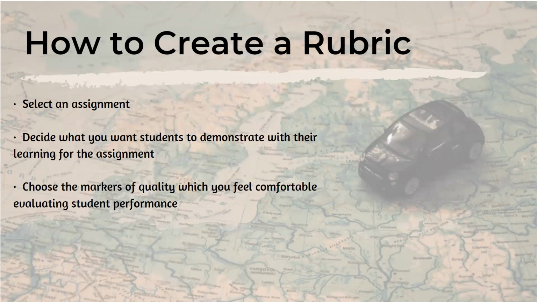And then choose the markers of quality which you feel comfortable evaluating student performance. For example, some of those markers could be exceeds expectations, meets expectations, satisfactory, does not meet expectations, or did not perform. Performance markers should demonstrate progressively more sophisticated levels of performance, with clearly identified scores.